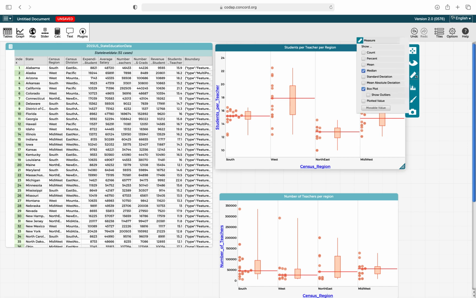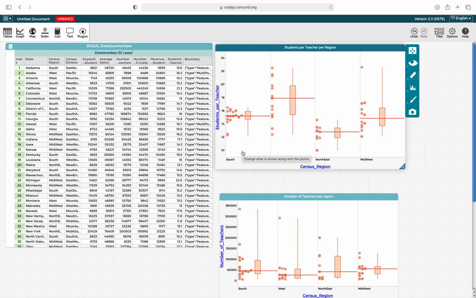With that being said, we do not need to add mean because we'll be focusing on the lowest, the median, and the highest data for this part. Question 2 is asking to explore other quantitative attributes and compare the distributions for the South and the West.